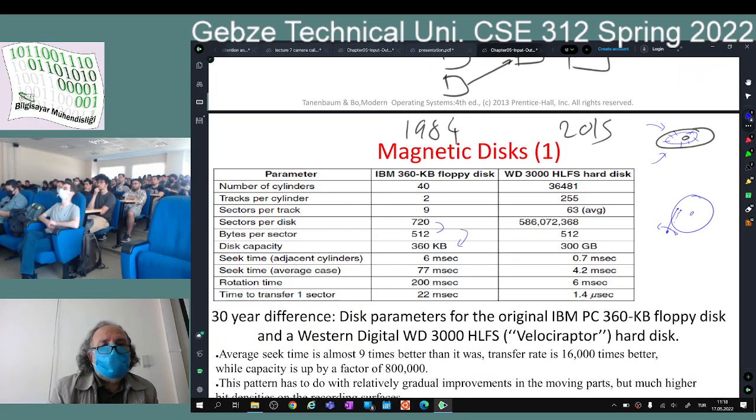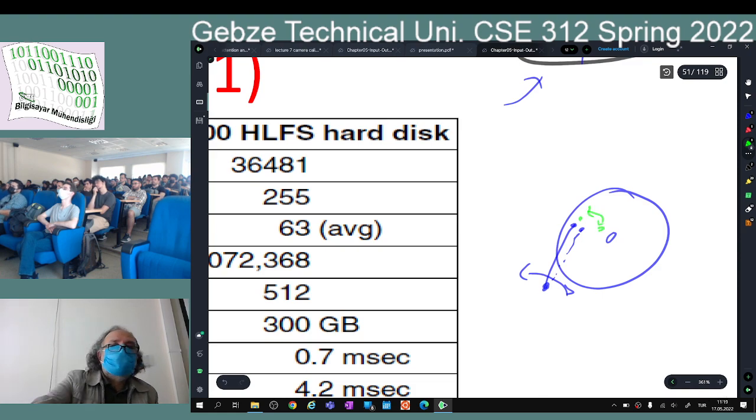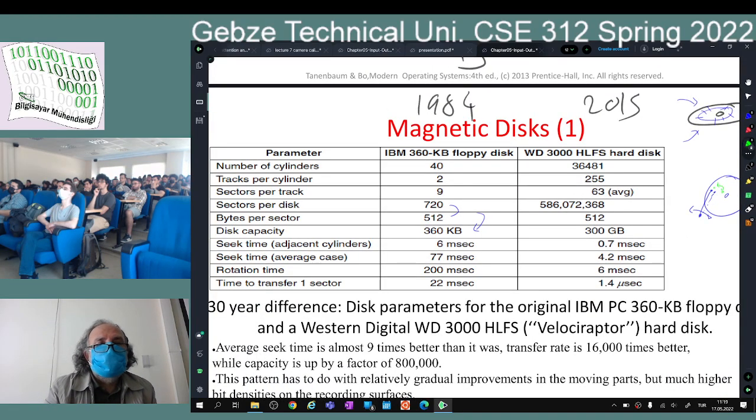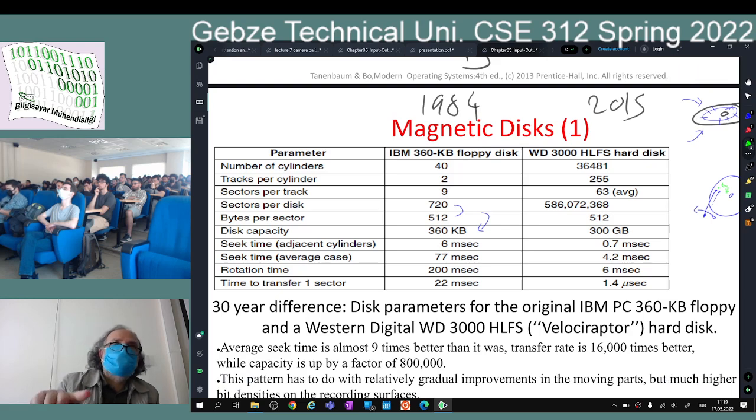And the average seek time is not for adjacent tracks anymore. On the average, moving from one location to another location takes 77 milliseconds. The whole rotation time is 200 milliseconds. So the disk spins, and the full rotation is done in 200 milliseconds.